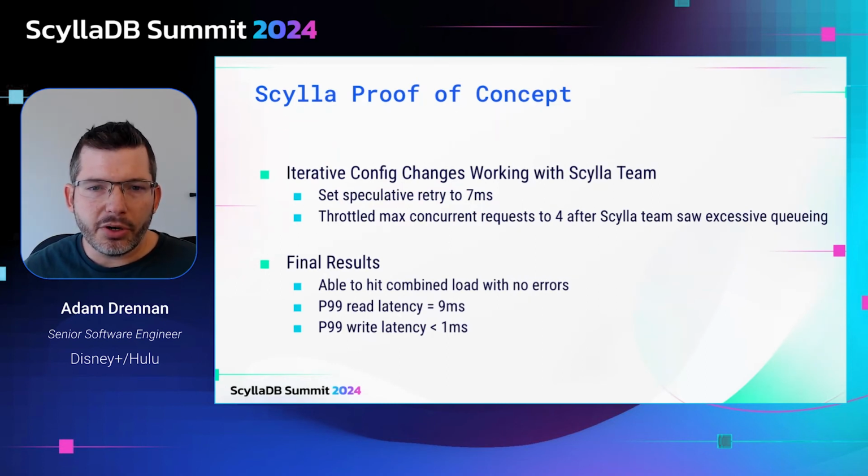And then I think the bigger issue that we were having is that we had unbounded concurrent requests. And so the Scylla team saw excessive queuing on our reads and suggested throttling those max concurrent requests. It took some fine tuning, but we eventually settled on 4 and were able to hit the results that we wanted. So in the final results, we were able to hit the combined load with no errors, which had a P99 read latency of 9 milliseconds and a P99 write latency of less than 1 millisecond.